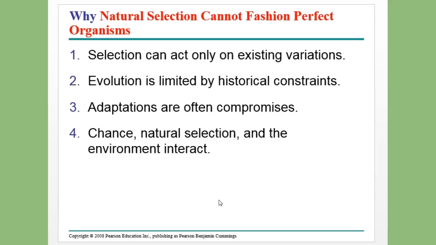Selection can only act on existing variations. Evolution is limited by historical constraints. Adaptations are often compromises, and chance, natural selection, and the environment all interact. So you don't just have one factor playing a role in how traits are preserved and passed on. You have chance and environment also playing a role.